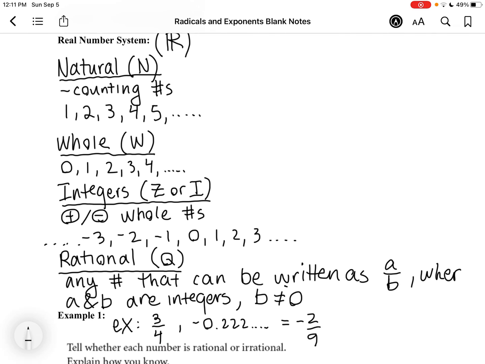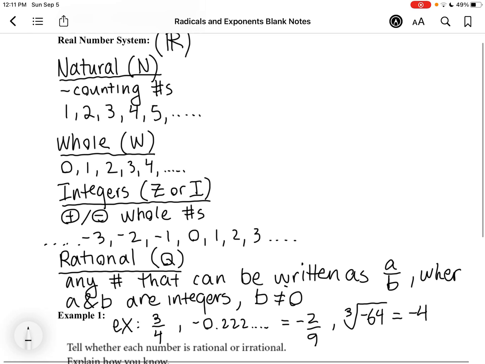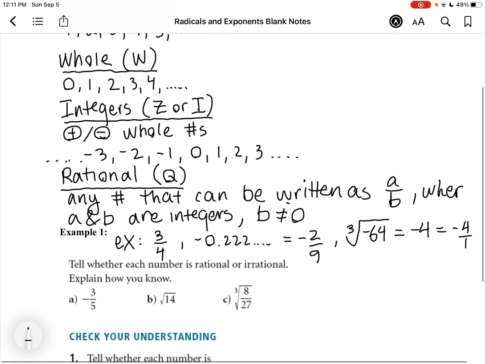All right. Another example, let's look at maybe the cube root of negative 64. Okay, so this looks like a radical, but we can write it as a whole number, or sorry, not a whole number, an integer. This is equal to negative 4. And of course, any number can be written as a fraction if you make the denominator a 1. Okay, so that's another example.